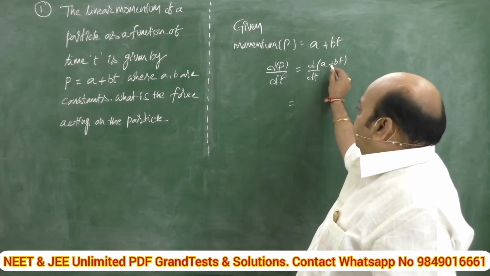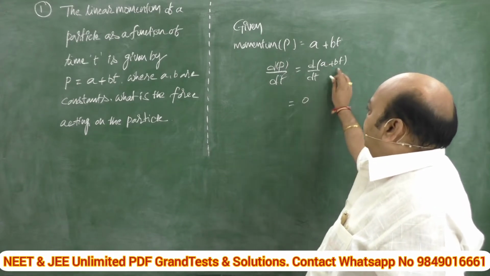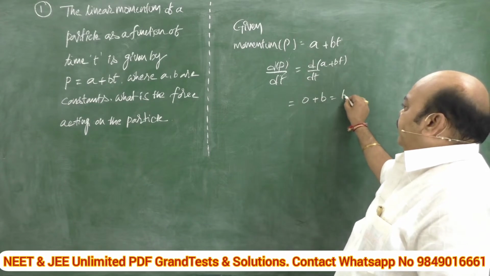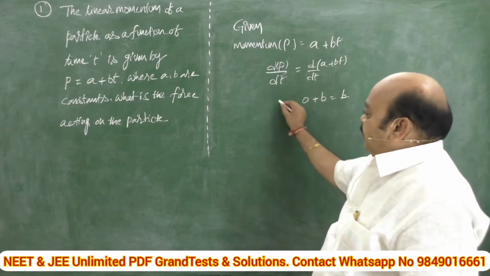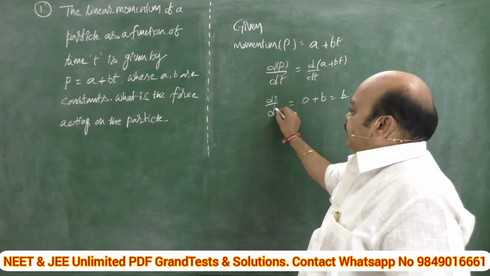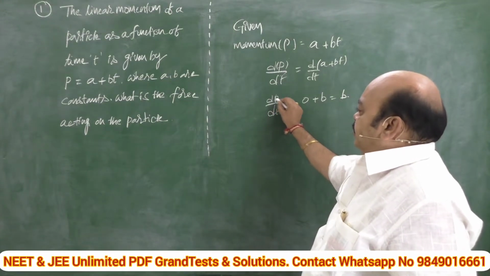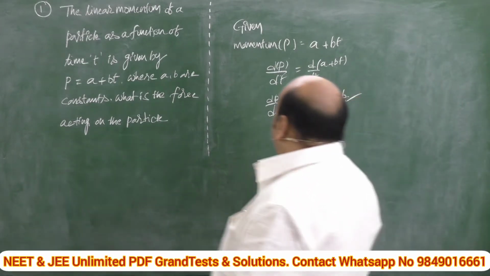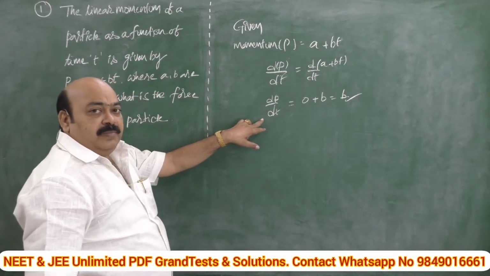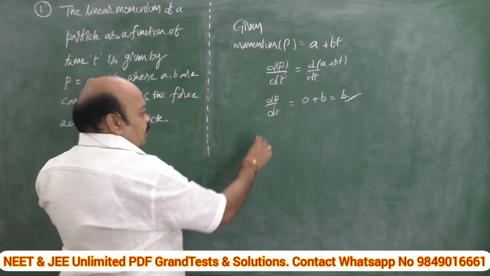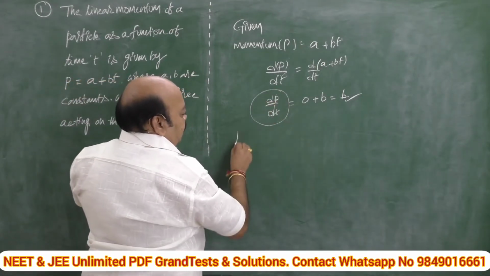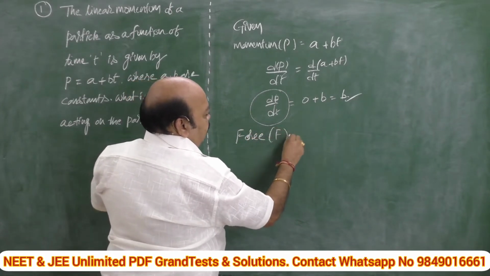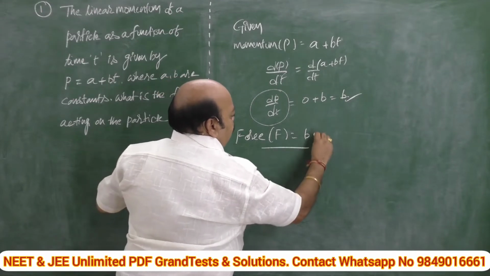This is nothing but d by dt of a plus bt. Since a is constant, it is 0. d by dt of bt is nothing but b, simply its value is b. So dp by dt is equal to b. But from theoretical knowledge, the rate of change of momentum is nothing but force. That's why in the place of dp by dt, we can write force, F, is equal to simply b. So this is the right answer.